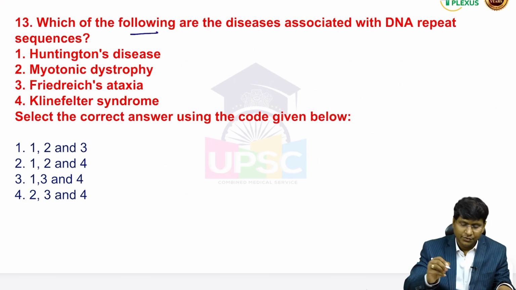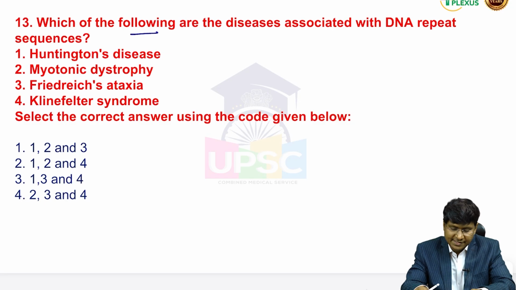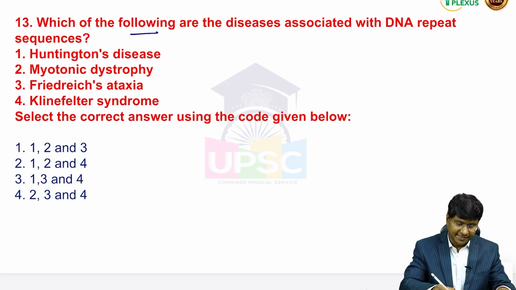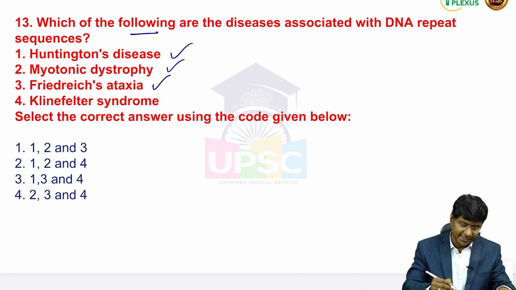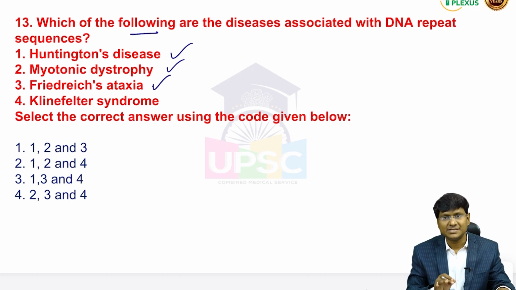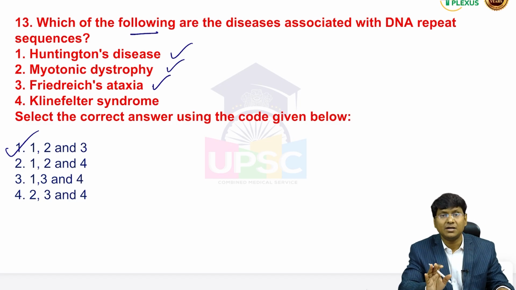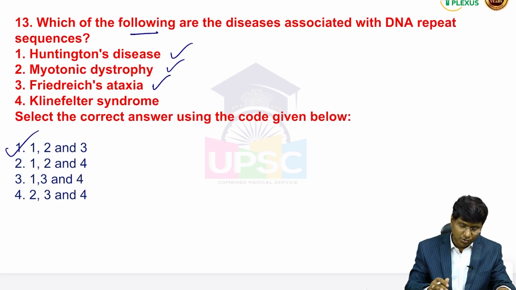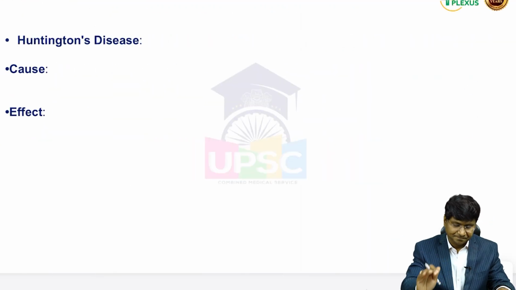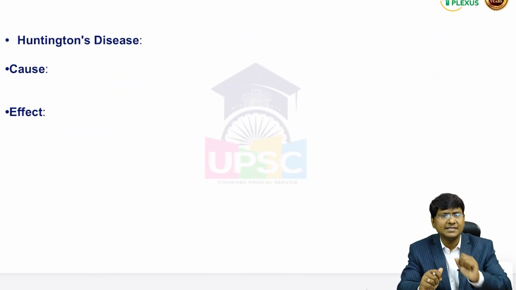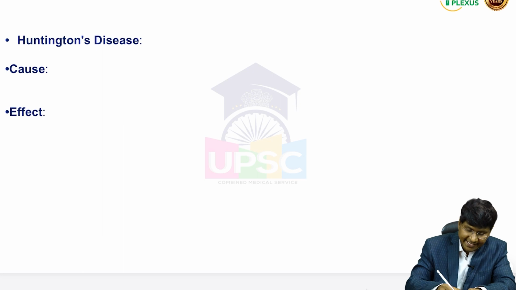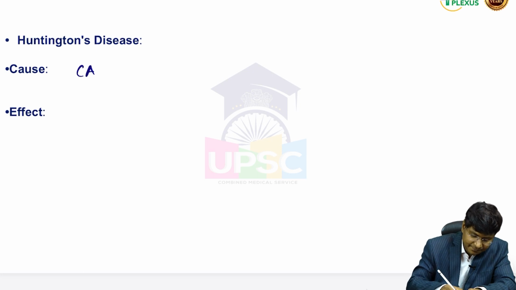Next question. Which of the following are the diseases associated with DNA repeat sequences? Huntington's disease, myotonic dystrophy, Friedreich's ataxia, Klinefelter syndrome. So Huntington's disease, myotonic dystrophy and Friedreich's ataxia, these three are associated with the DNA repeat sequences, but not the Klinefelter syndrome.